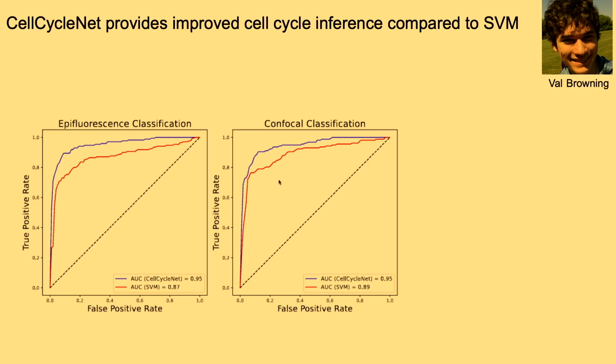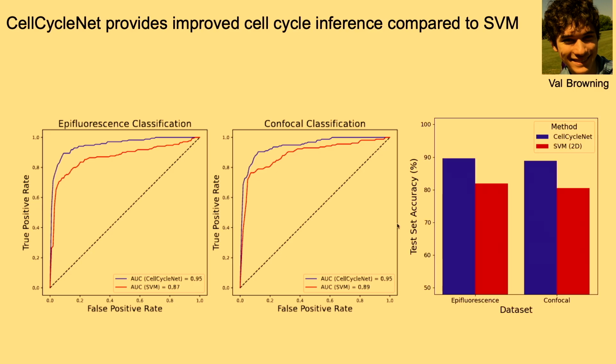And on the confocal dataset, we achieve a similar performance improvement with our fine-tuned cell cycle net. And here is a test dataset accuracy comparison. As you can see, on both datasets, our model significantly outperformed the support vector machine model.